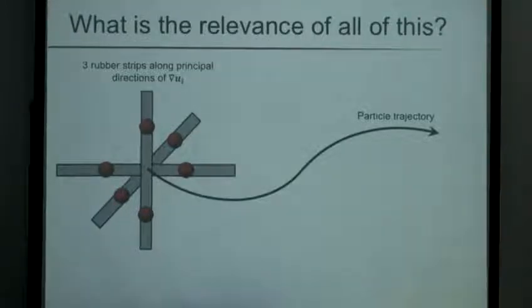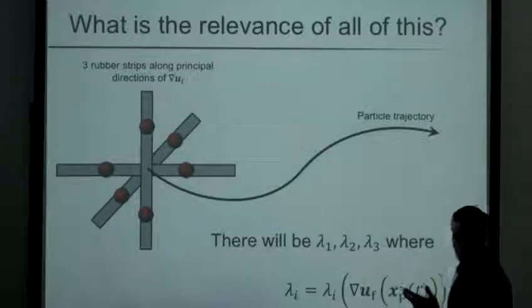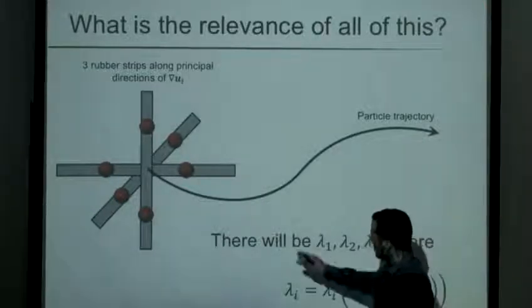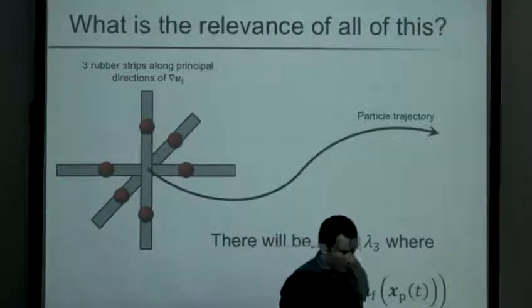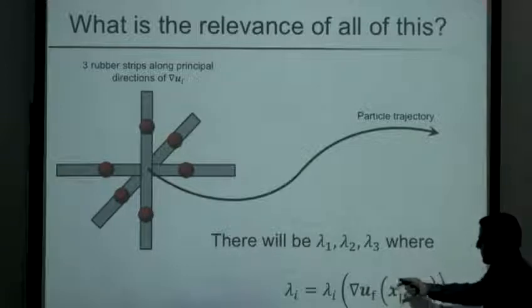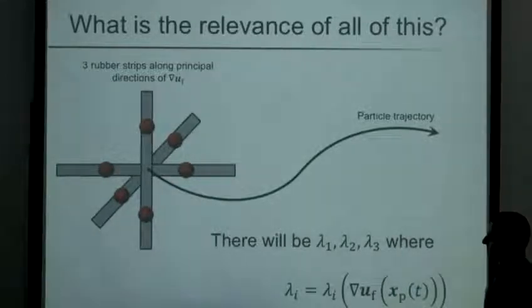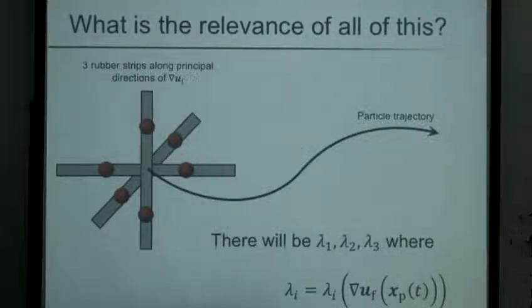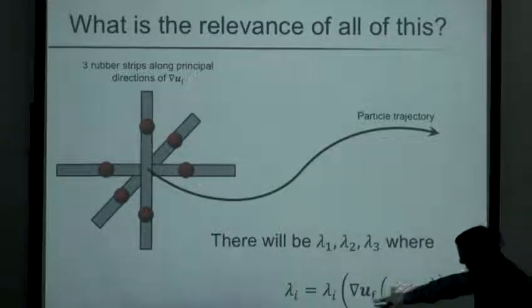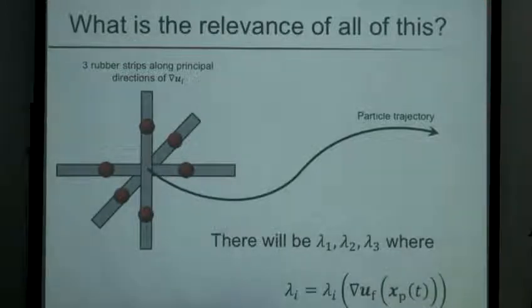So this is basically saying that instead of having a single exponent that I used for the one-dimensional example, here we are going to have 3 exponents in 3 principal directions associated with the fluid velocity gradient. And those would be a function of that velocity gradient, the fluid velocity gradient, along particle trajectory.